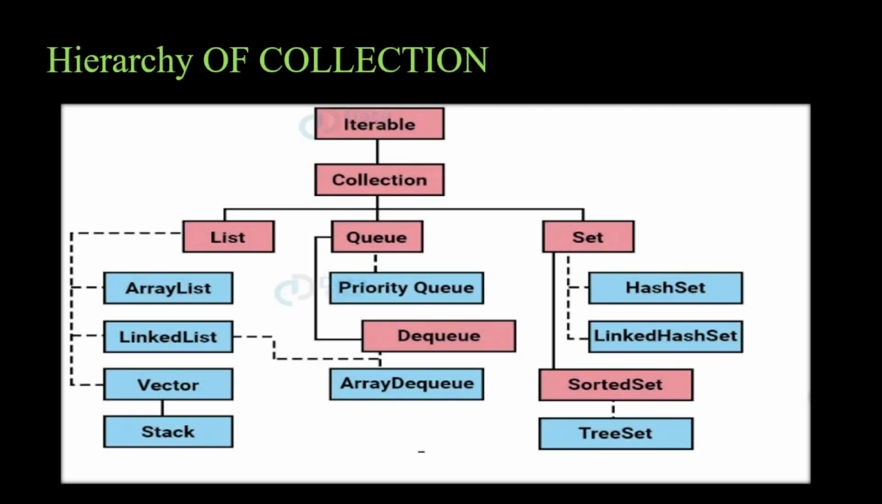So what is the hierarchy of collection? The collection interface itself extends the iterable interface, and all the other interfaces like list, queue, set, dequeue, and sorted set extend the collection interface. And all the classes, that is array list, linked list, vector, priority queue, and tree set, hash set, these all implement their respective interface. For example, ArrayList implements the list interface, priority queue implements the queue interface, and hash set implements the set interface.